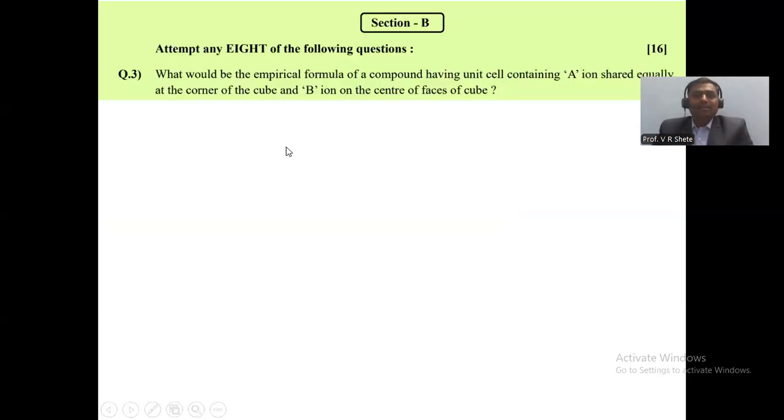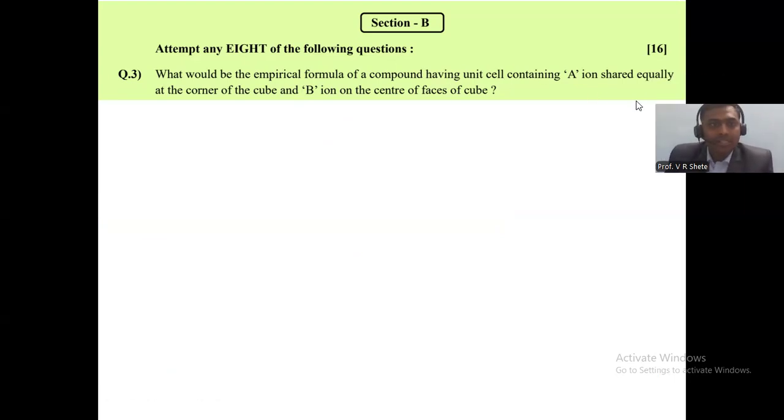Section B for 2 marks. So you have to attempt any 8 questions from Section B for 16 marks. First question from solid state. What would be the empirical formula of a compound having a unit cell containing A ions shared equally with the corner of B? So you have to design a formula for this compound.